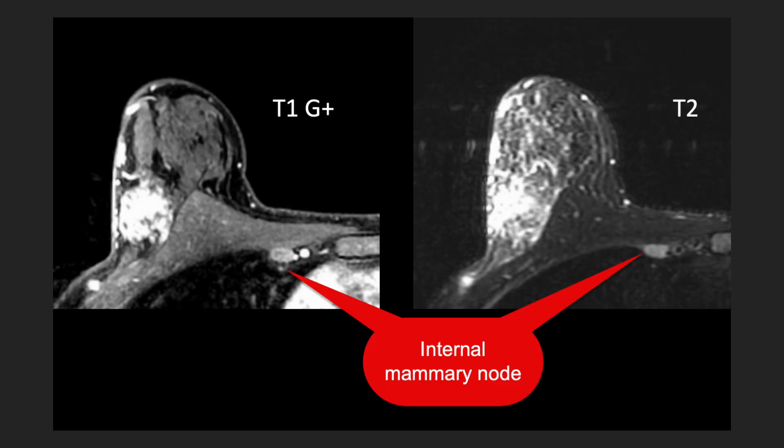Always remember to take a look for internal mammary nodes. You may see tiny 4 or 5 millimeter internal mammary nodes normally, but anything much bigger than that is usually abnormal. Just as a hint, they're often very bright on the T2 images, so it's a good place to just scan up and down your T2 images as well as looking at the breast.